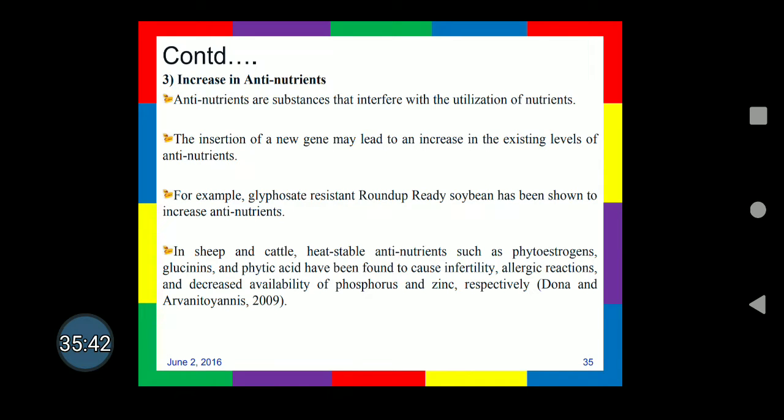Increase in the anti-nutrients. The anti-nutrient substances interfere with the utilization of the nutrients. The insertion of the new gene may lead to an increase in the existing level of the anti-nutrients. For example, glyphosate resistant Roundup Ready soybean has been shown to increase the anti-nutrients. In sheep and cattle, the heat stable anti-nutrients such as phytoestrogens, glucins and phytic acids are found to cause infertility, allergic reaction and decreased availability of phosphorus and zinc respectively.